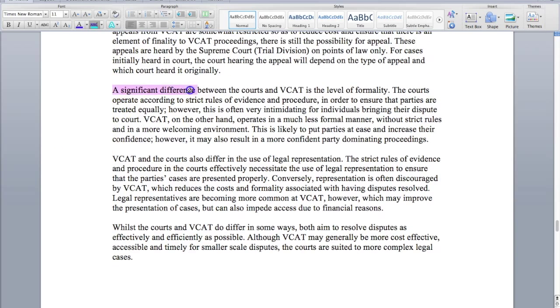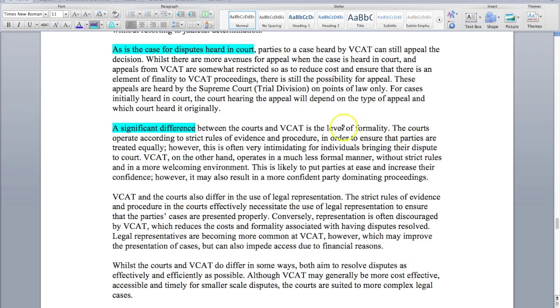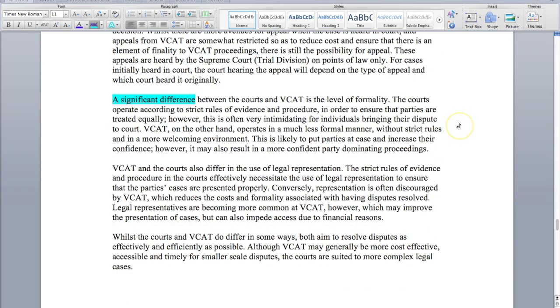Then here I've moved on to a significant difference, again telling the reader exactly what I'm about to do, and here that is the level of formality. Now I've also said again why it's different and how it's different. How it is different is that the courts are more formal than VCAT. Why it's different, there are strict rules of evidence and procedure in the courts which aren't occurring in VCAT, and in VCAT it's a much more welcoming and less intimidating environment.